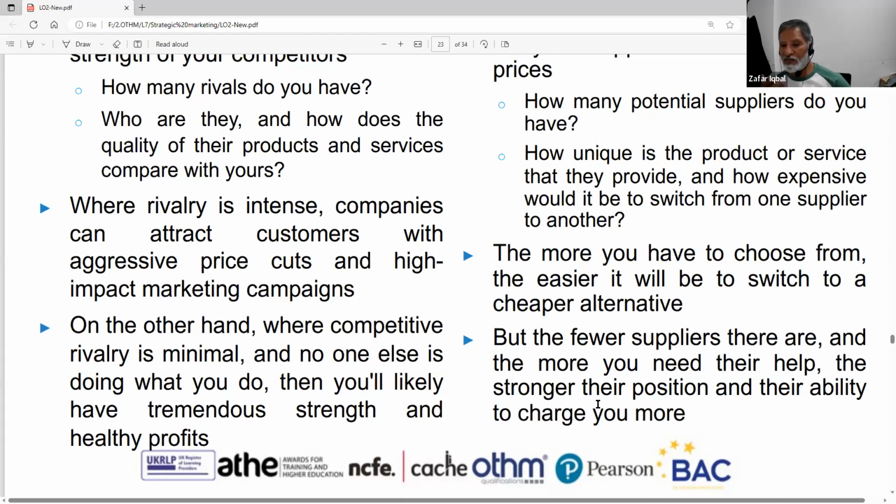Otherwise, if there are a lot of suppliers, they have less power, of course, and your ability to charge will be higher than the suppliers'. If they are powerful, they will charge what they want. So you need to look at what their power is according to your ability to pay, and so forth. You must be able to determine the suppliers' power.